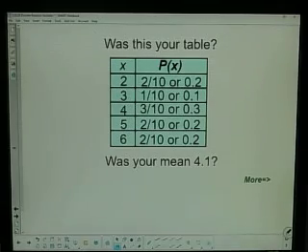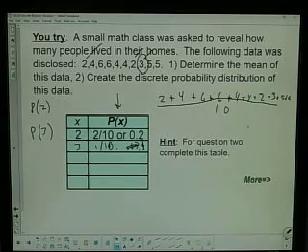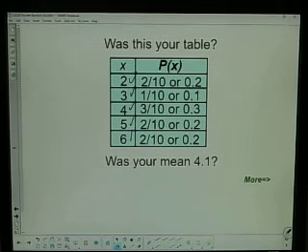You were right. All right, so there were 2 2s. There was 1 3. There were 3 4s. There were 2 5s. There were 2 6s. So 2 out of 10, 2 out of 10, 3 out of 10, 1 out of 10, 2 out of 10. Was your mean 4.1? Again, all you had to do, add up all those and divide it by 10. So it should have come to 41 divided by 10, giving you a mean of 4.1.